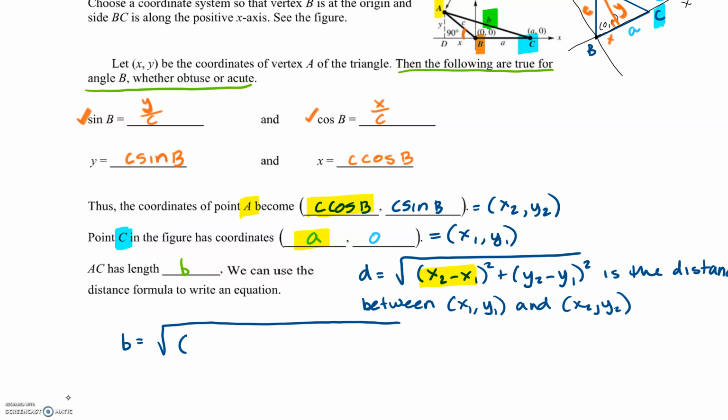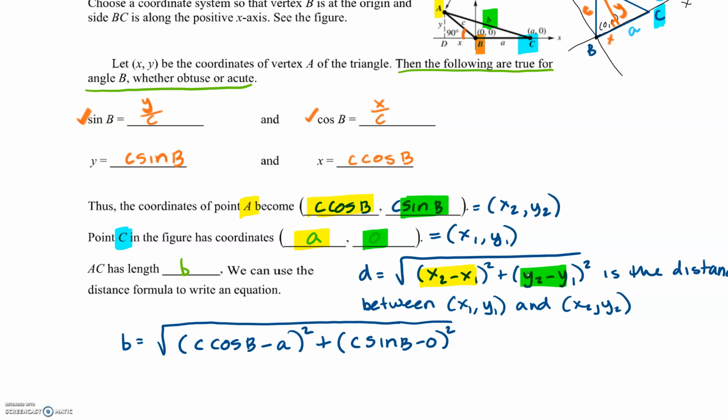x2, which is C cosine of B, minus x1, which is A. Plus, now I'm going to do the same thing for the y2s. y2 minus y1, here's y2, here's y1 in green. So let's go ahead and write that. y2 is C sine of B, don't forget about that C, minus 0 squared.